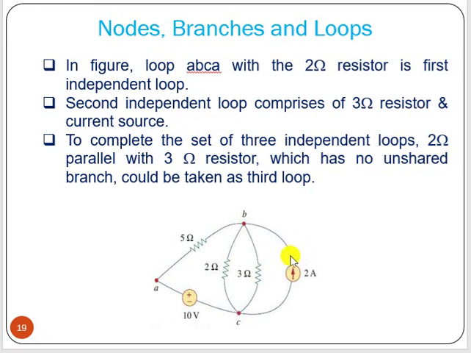Now we can take another loop, which is this one, using the 2 ohm and 3 ohm resistors. Now the 2 ohm resistor is the common element with the first independent loop, and the 3 ohm resistor is common with the second independent loop.